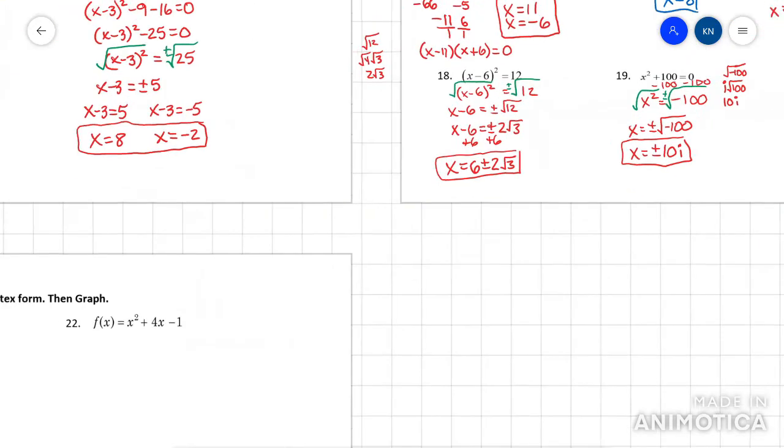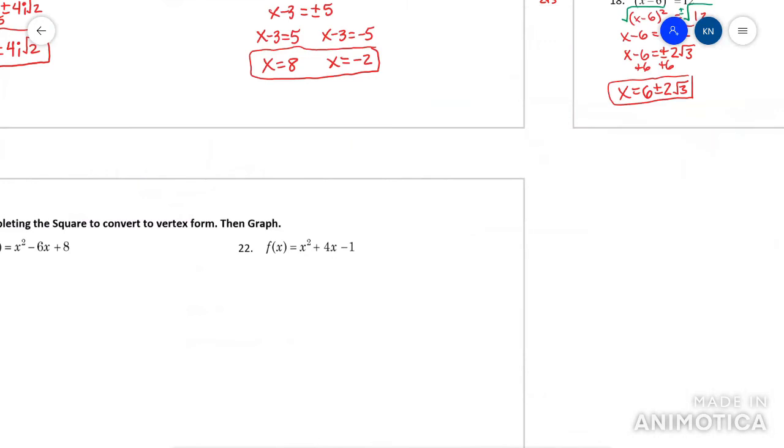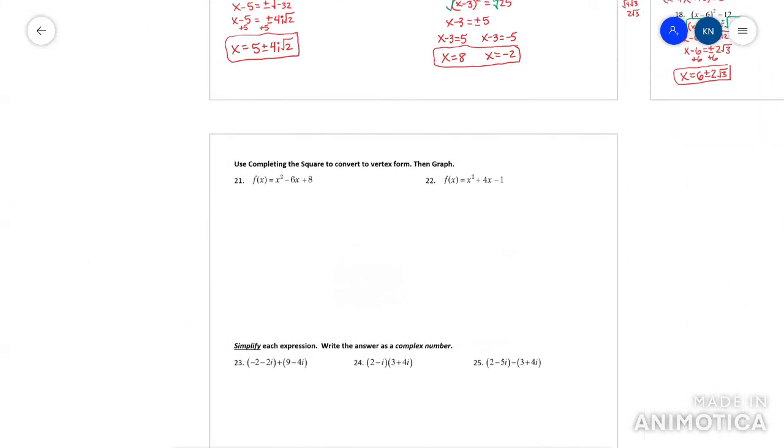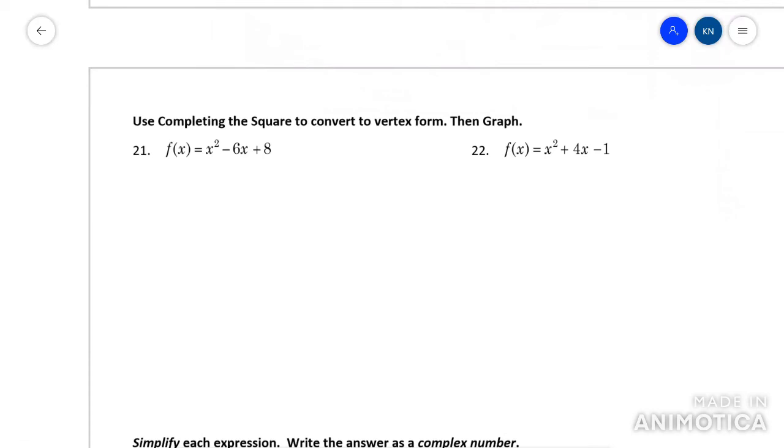Okay, last page. If it loads. There we go. Okay, use completing the square to convert it to vertex form and then graph. Completing the square is where you half b, so that would be minus 3 squared. You have to subtract the L of your FOIL here. The L of your FOIL would be plus 9, so you have to minus 9. Then you got your plus 8. So this one, with the square completed, looks like this: x minus 3 squared minus 1.